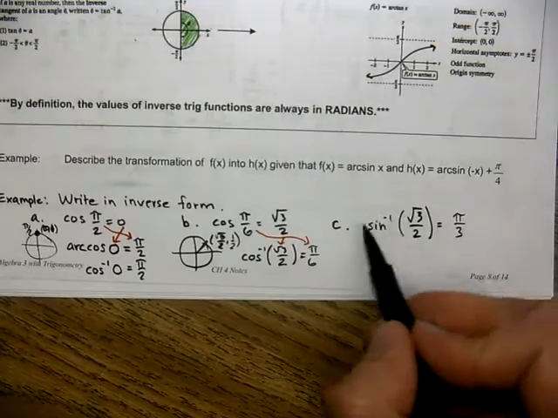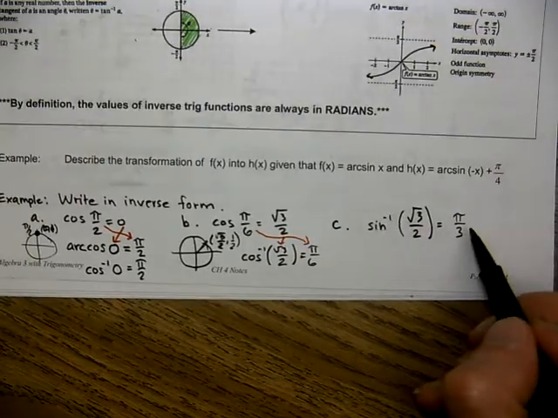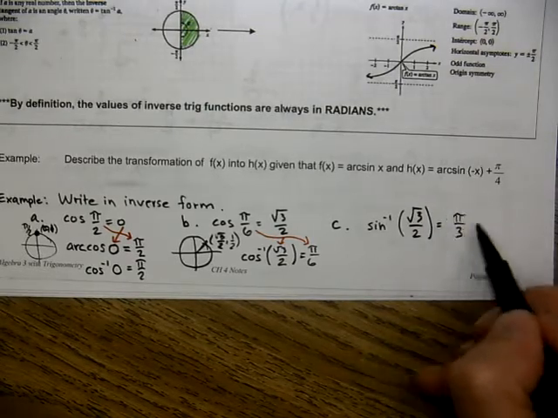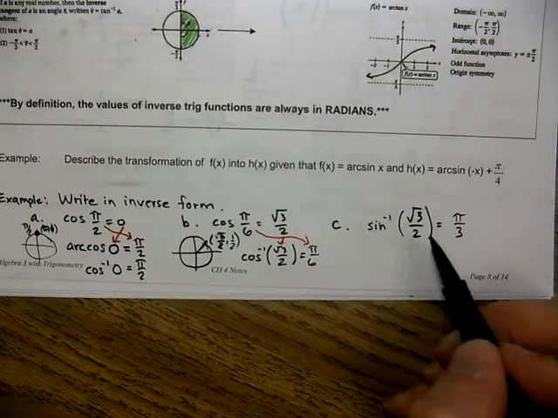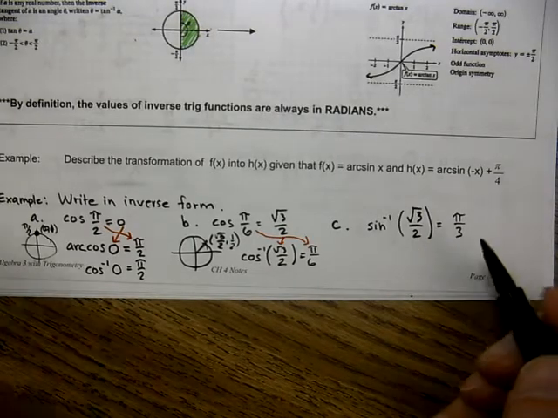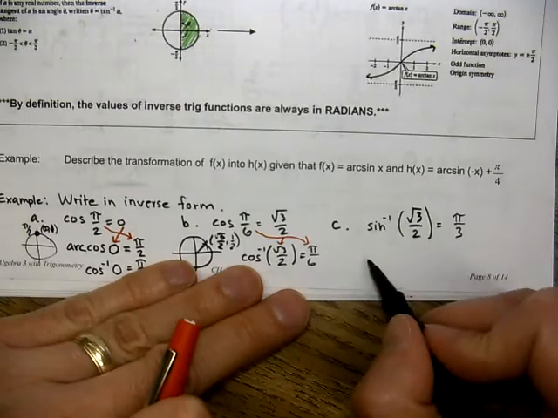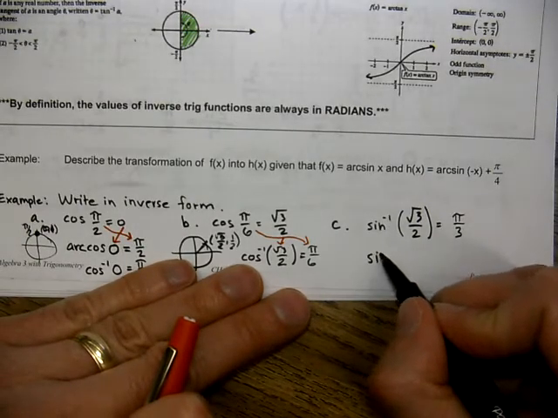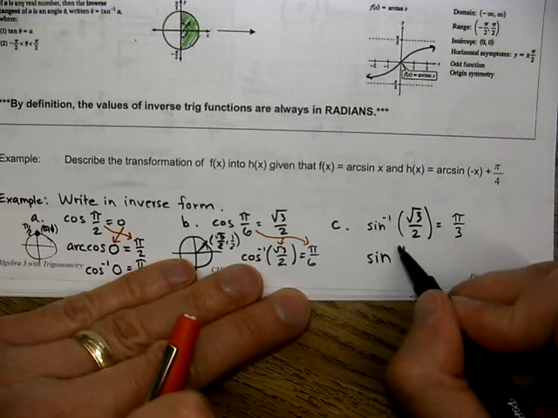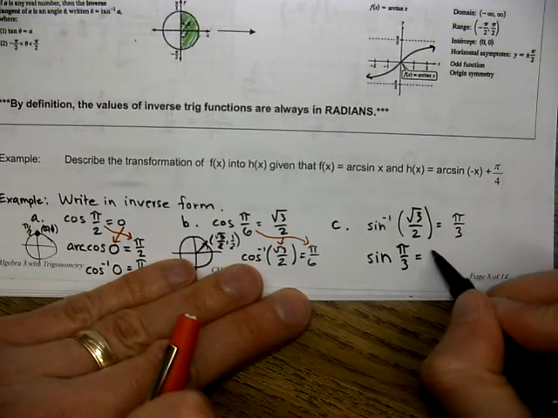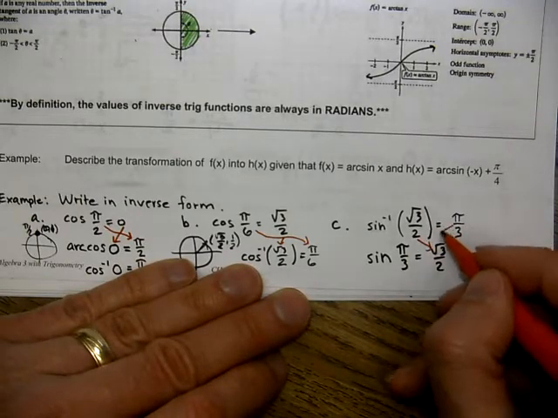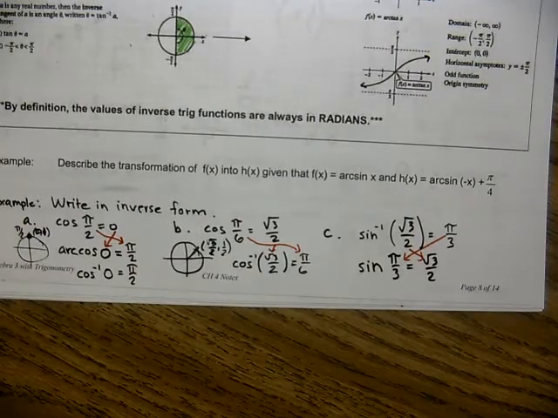Here's one for sine. Now notice this is already in inverse form, and notice the output is pi over 3. So think of your unit circle. When you are at pi over 3 on the unit circle, this is the y-coordinate. So to write this in its inverse form is to write it in its regular form. So this is sine, without the inverse, at pi over 3 equals root 3 over 2. So notice again, what's happening here is the inputs and outputs are changing places. That's the case whenever we have an inverse form.